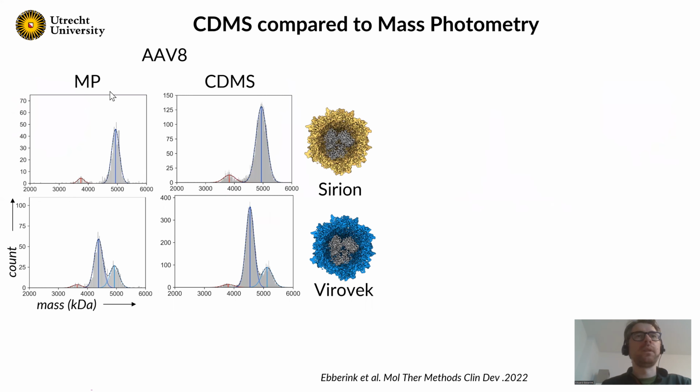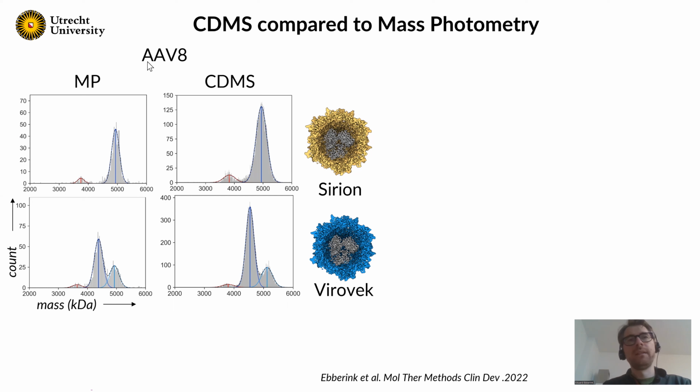And here you can see, I put them one next to each other. This is AAV8 filled particles from Sirion and from ViroVec. The CDMS we saw just before, but the mass photometry data actually nicely shows the same image. So the data is really in agreement with each other. Again, a main distribution of filled particles for the Sirion sample, also around 5 megadalton. And for the ViroVec, these three populations: the main population of filled particles containing a single transgene, a slightly overfilled population, and a very small amount of empties.